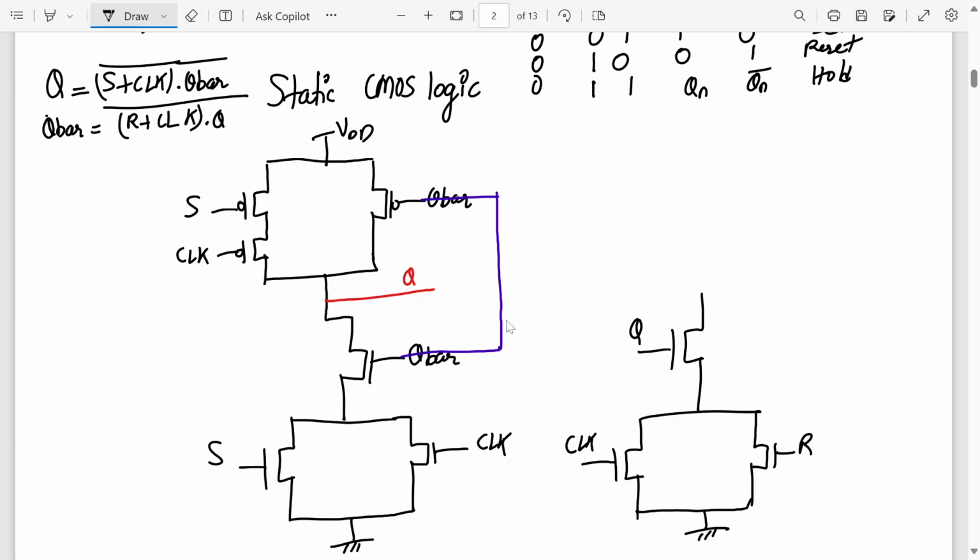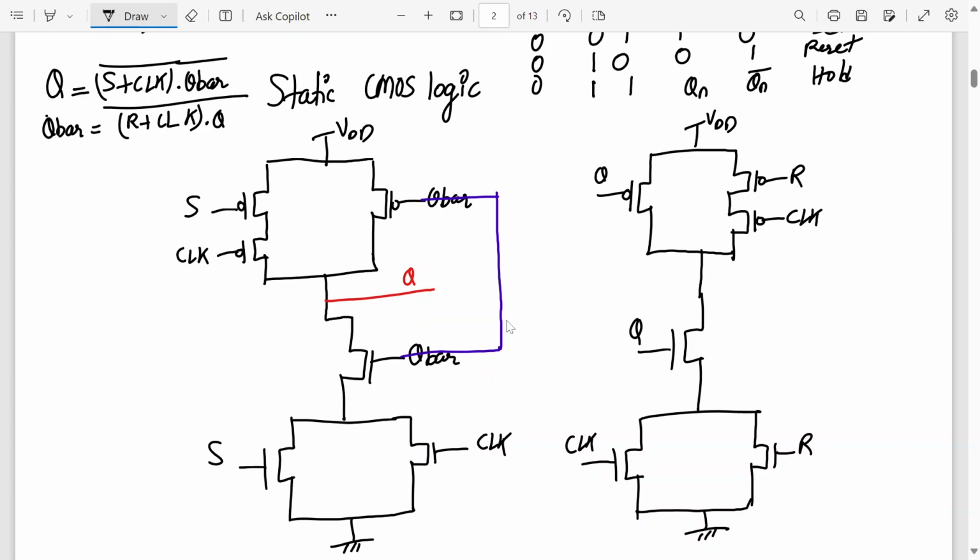And on the PMOS side, the two will be in series. So please check your design if this is correct. And then one PMOS transistor will be again in parallel with them. So this is VDD, this is Q.